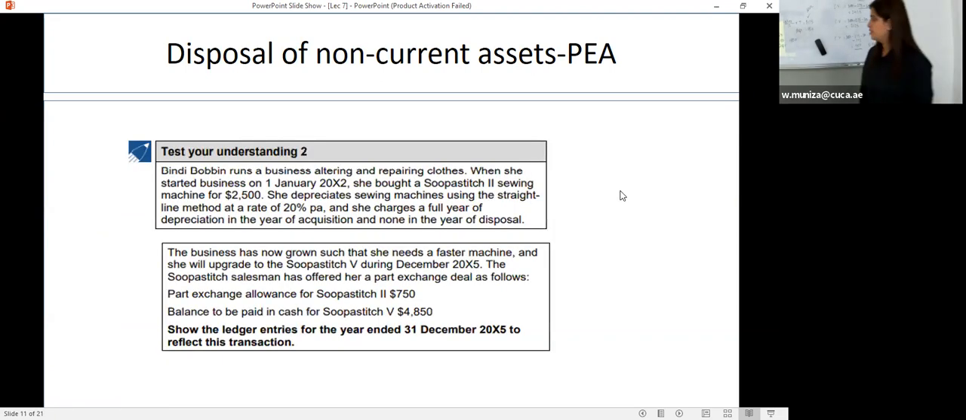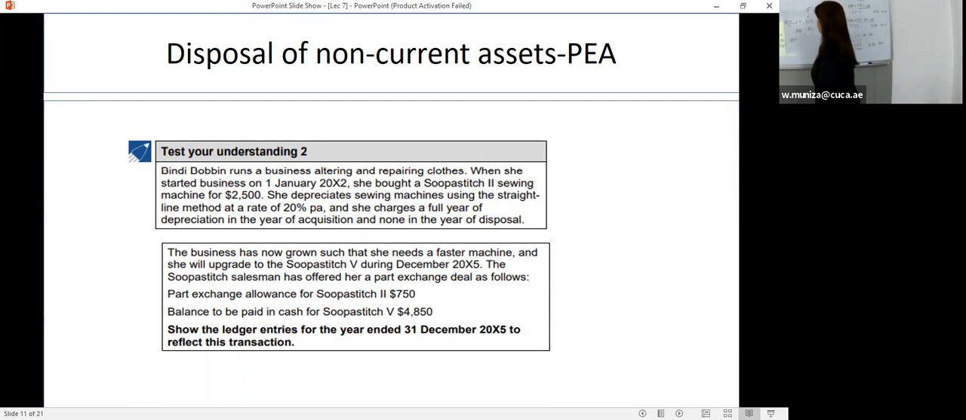Here is understanding number 2, students. May I erase it? The requirement of the question is to show the ledger account entries for the year ended 31st December 2005 to reflect this transaction. Students, can you do it? Try doing it. Give yourself 5 minutes and do it.